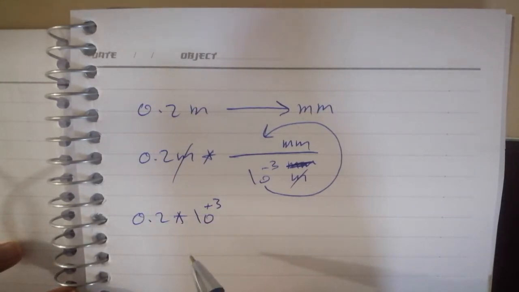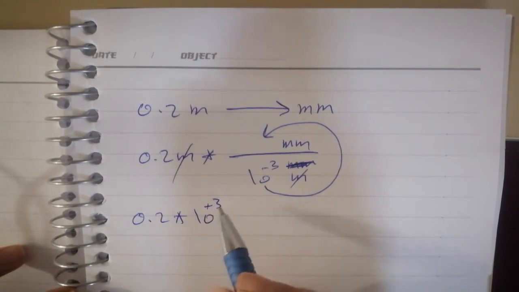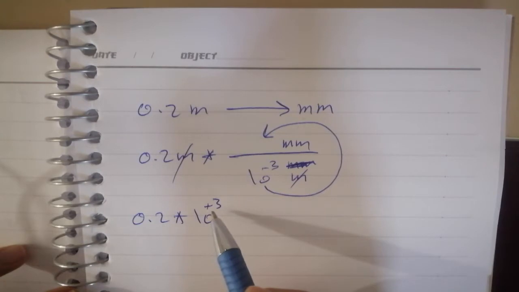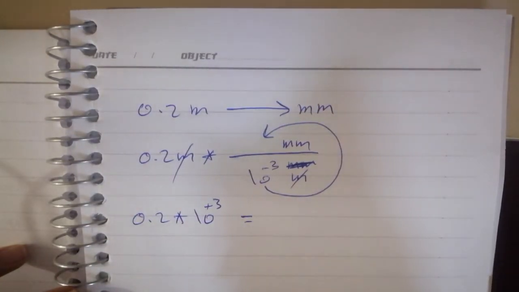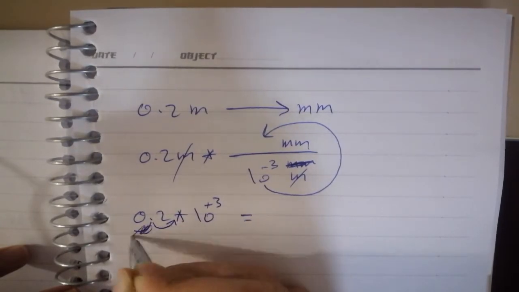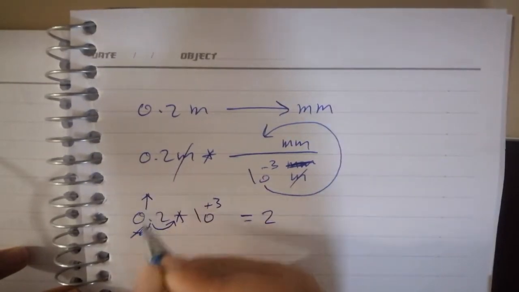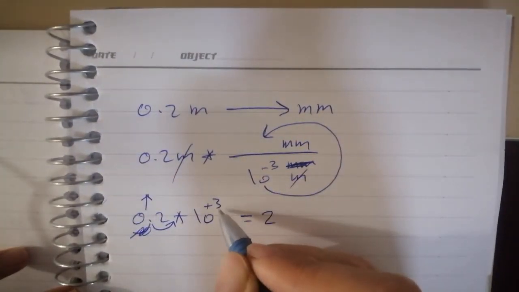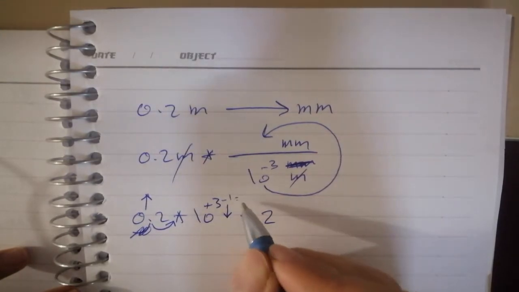It becomes 0.2 multiplied by 10 to the power 3. That's the answer. So I can write it in a better way. I could change this to 2. That means I made this number look bigger by 1 factor, so I'll have to change the power smaller by 1 factor. So that's positive 3, I'll just minus 1. I make it less with 1 factor, so this will be positive 2.